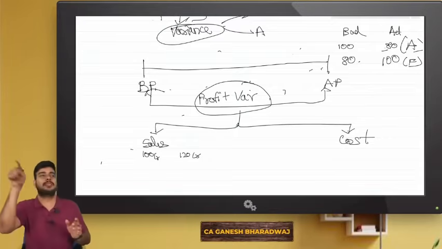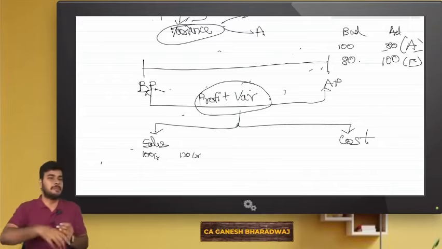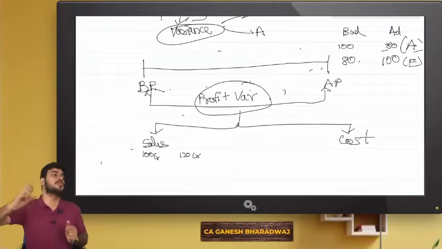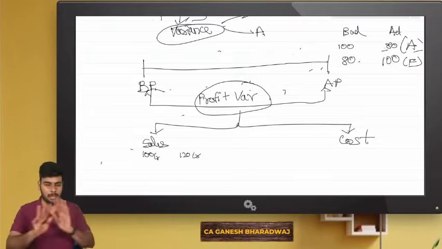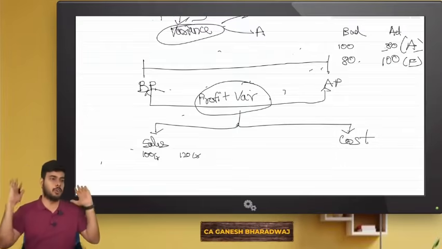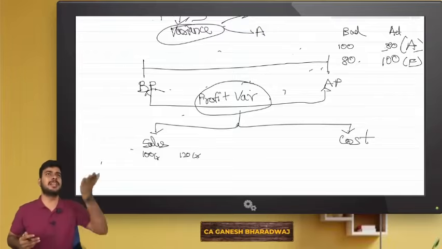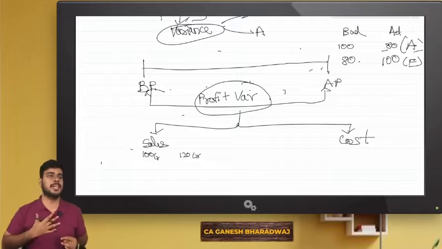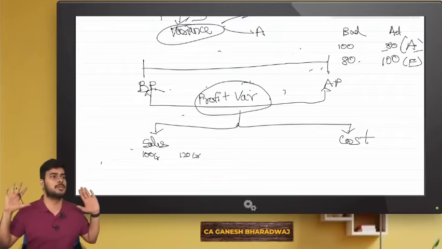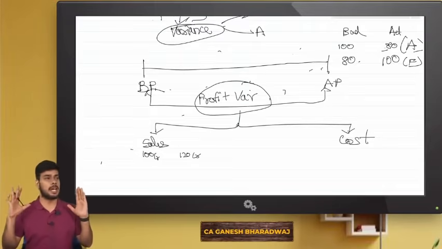Don't go by plus, minus and all, don't go by the symbol. Students go by symbols. They will say if it is minus, adverse, and plus means favorable. No, wrong. Don't ever go by that. If I increase my sale, my profit will increase. Ultimately, if it increases my profit, it means it's a favorable variance. As simple as that. Are you all clear with this, guys?